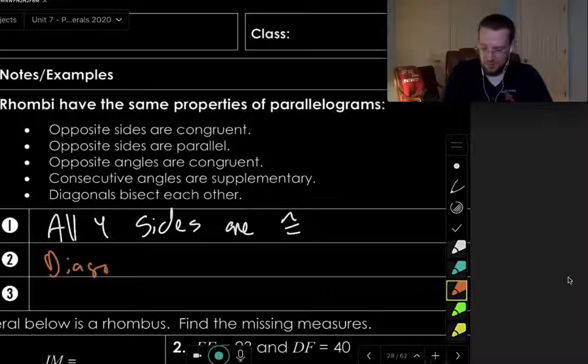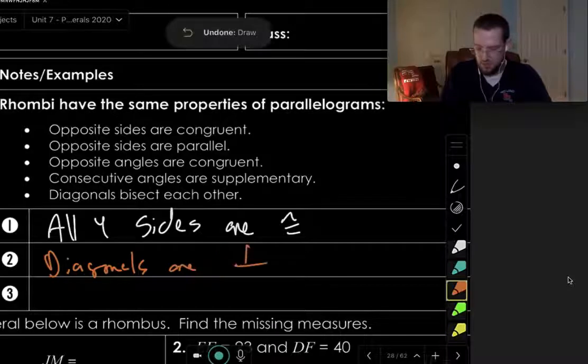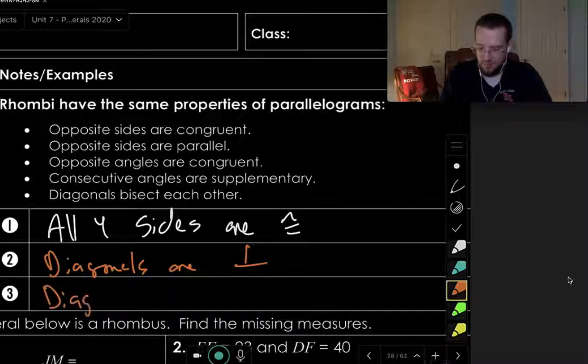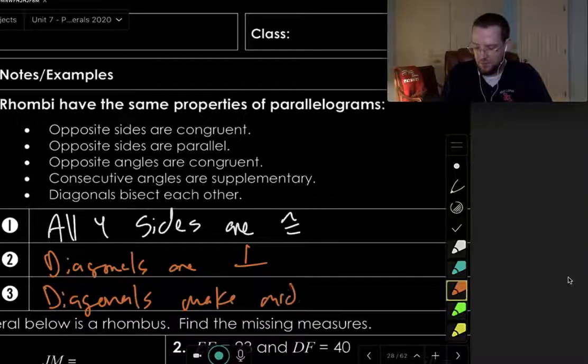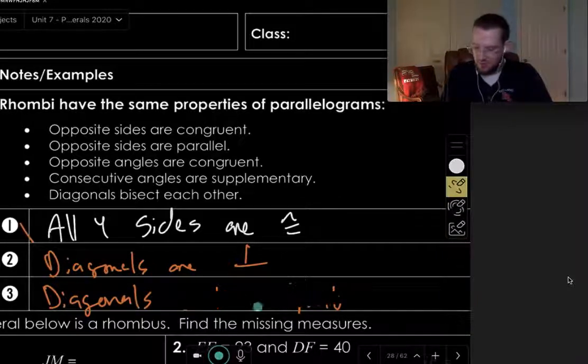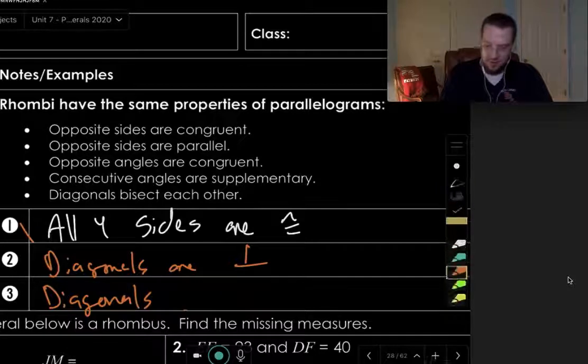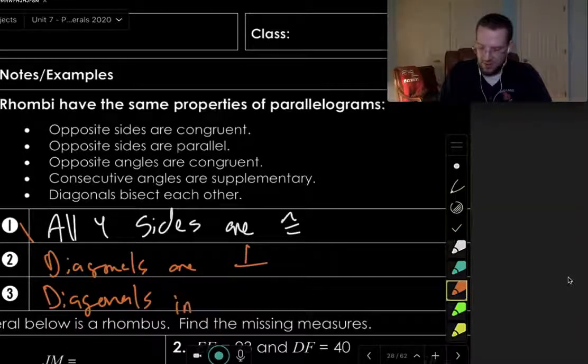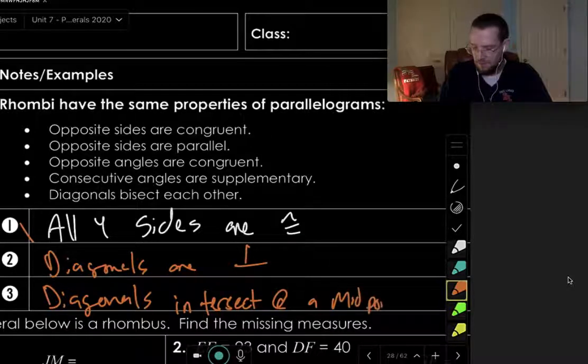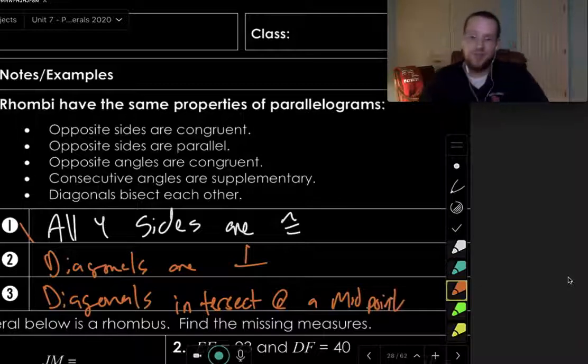Diagonals are perpendicular, and also diagonals make midpoints. I would say diagonals intersect. That's right, they intersect at a midpoint. Diagonals intersect at a midpoint.